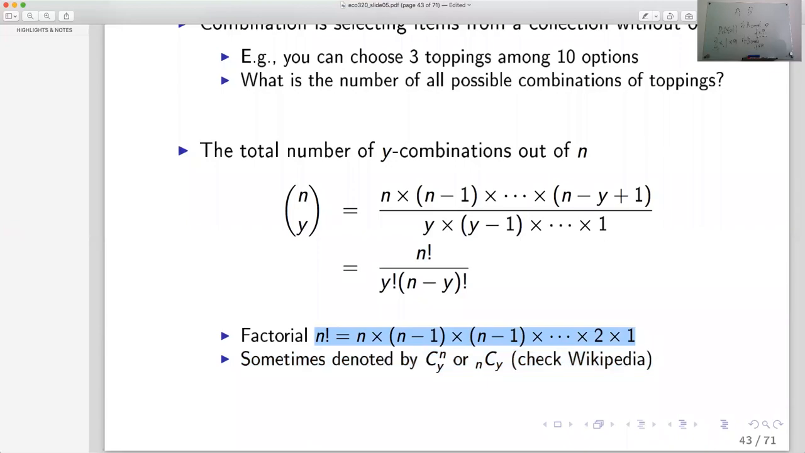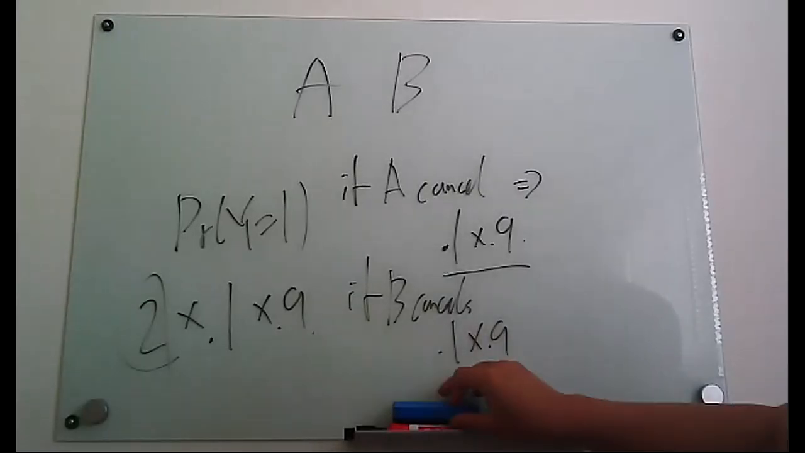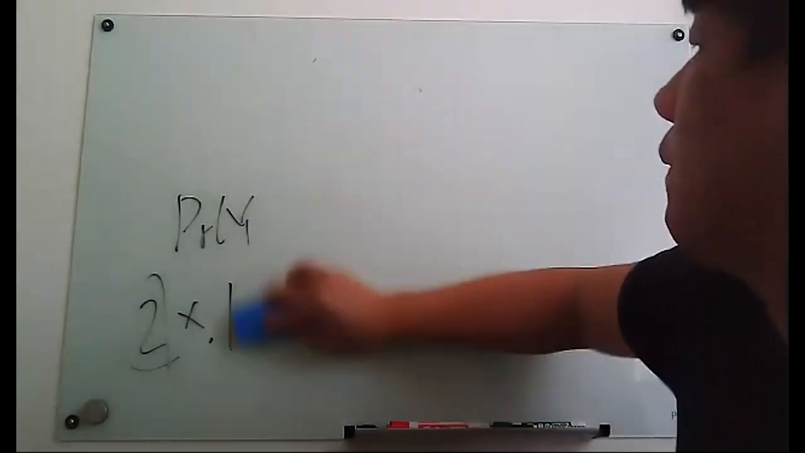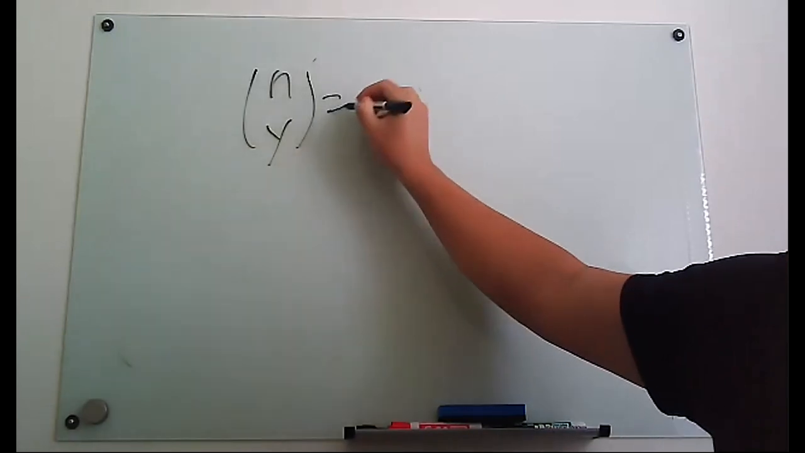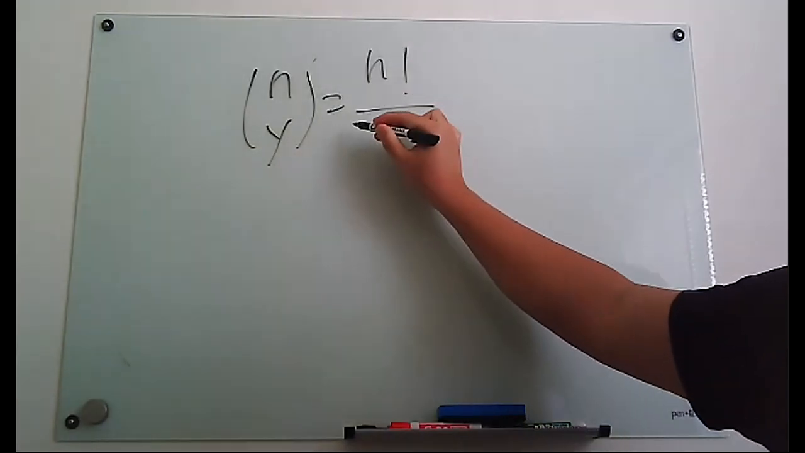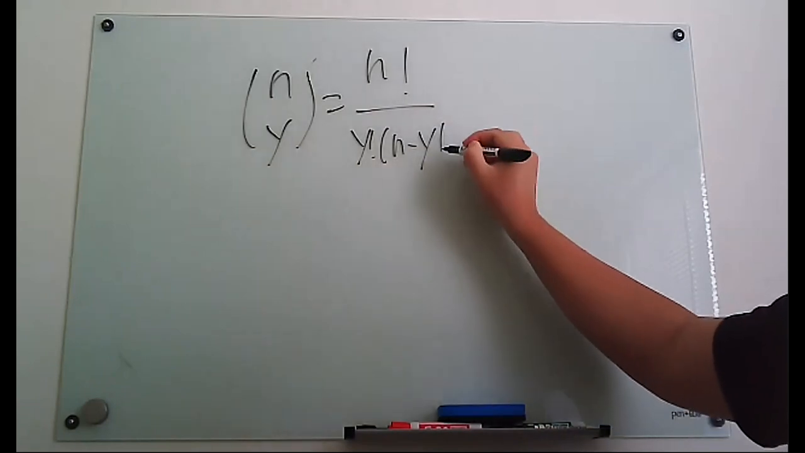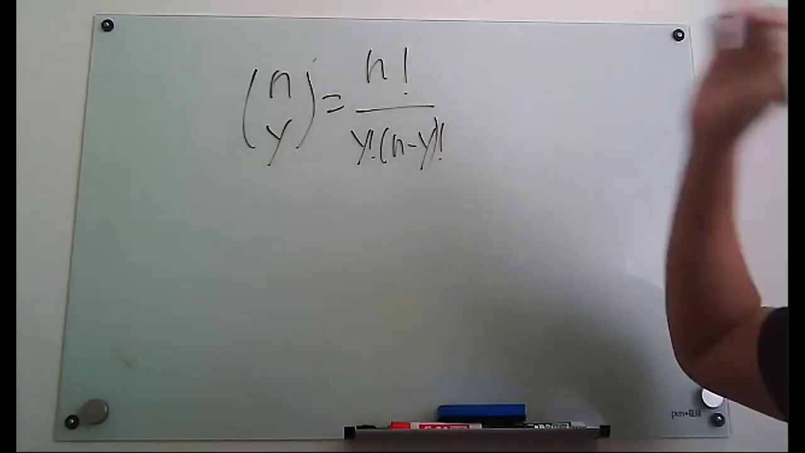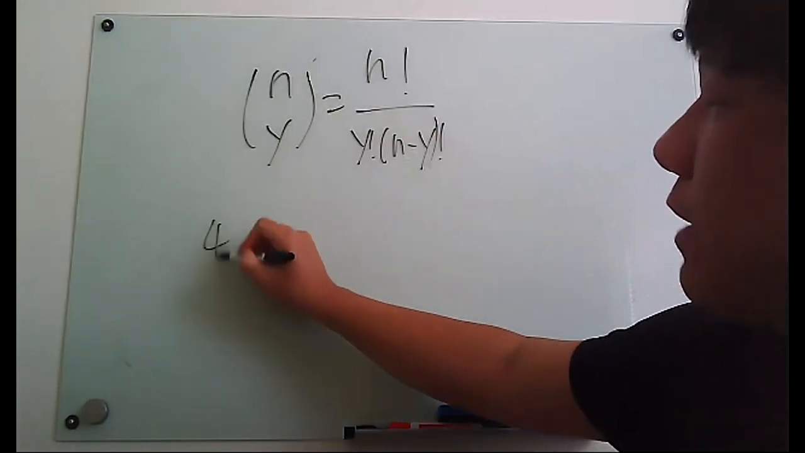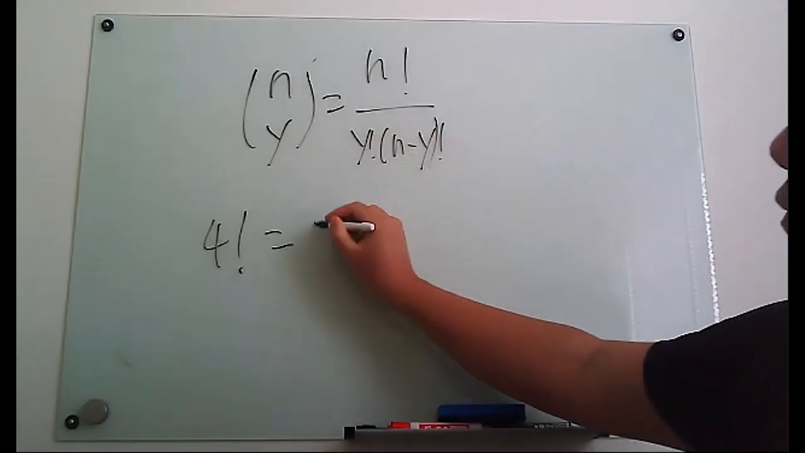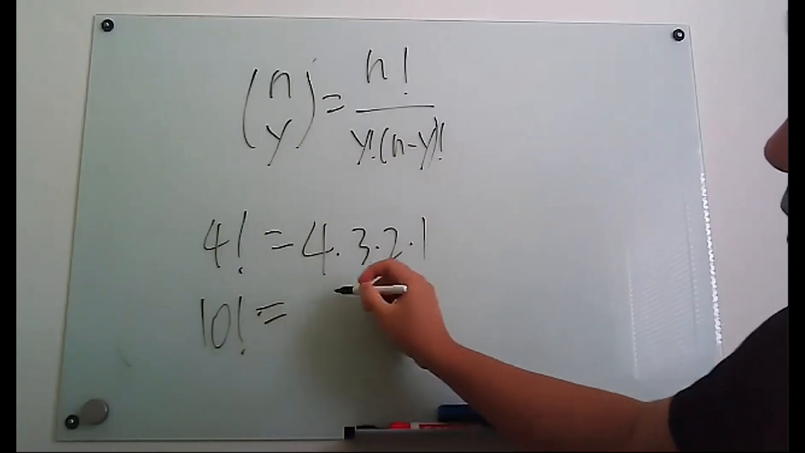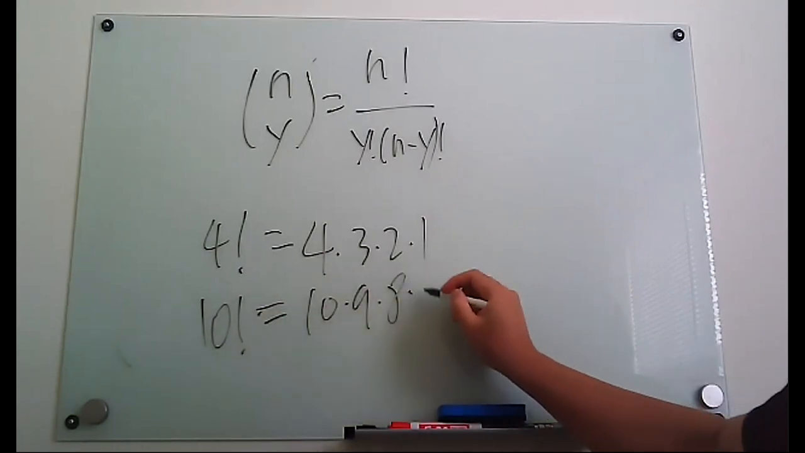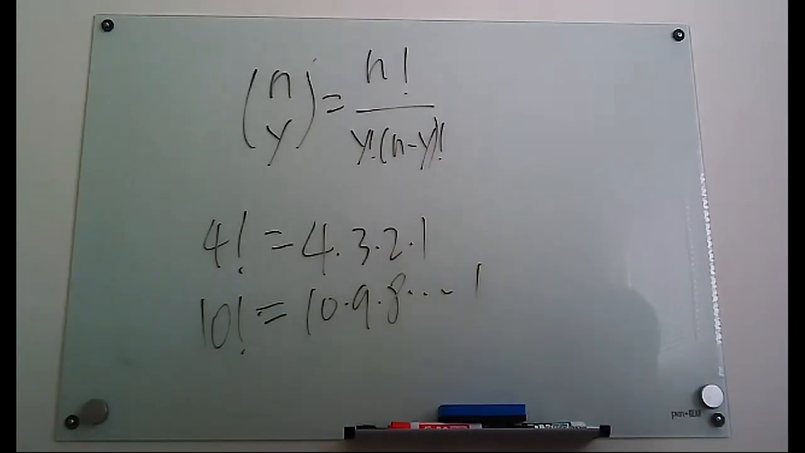Let me give you an example. Basically, n combination of y equals n factorial over y factorial times n minus y factorial. The factorial works like this: if you have 4 factorial, it's just 4 times 3 times 2 times 1. If you have 10 factorial, it's going to be 10, 9, 8, and so on down to 1. This is how the factorial works.